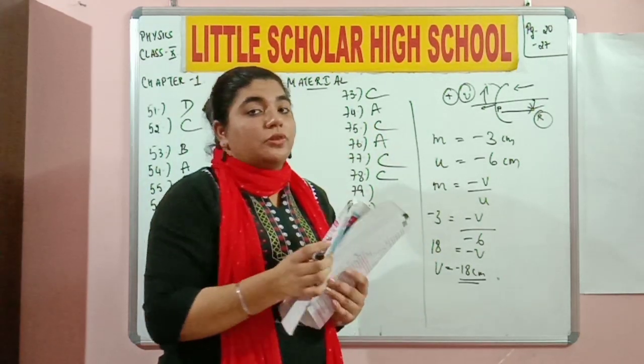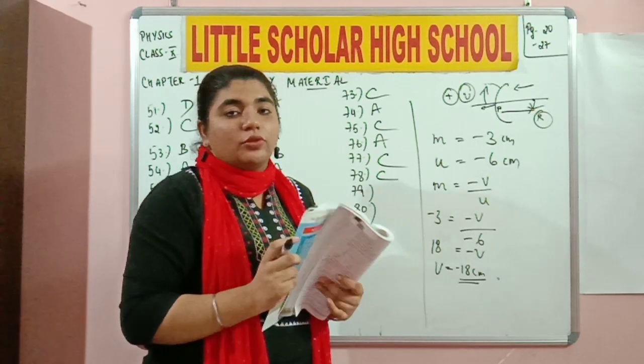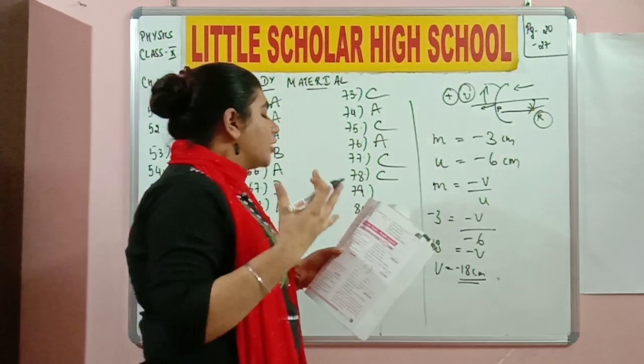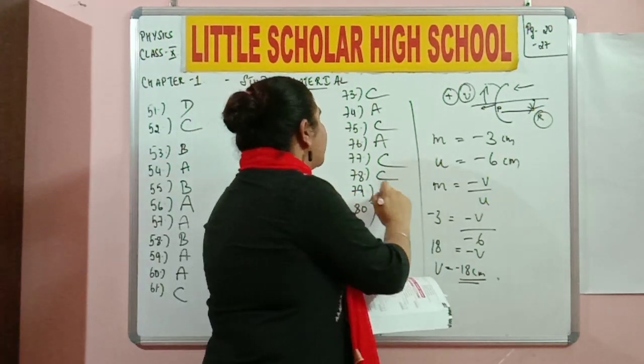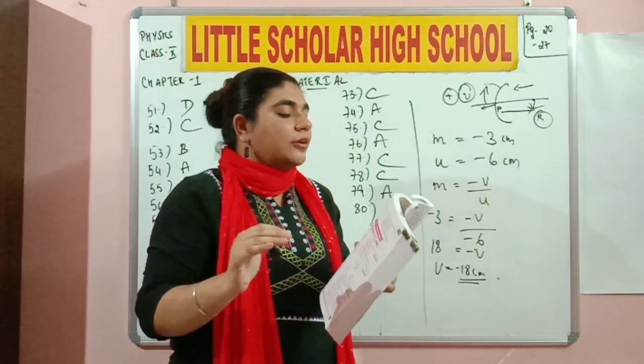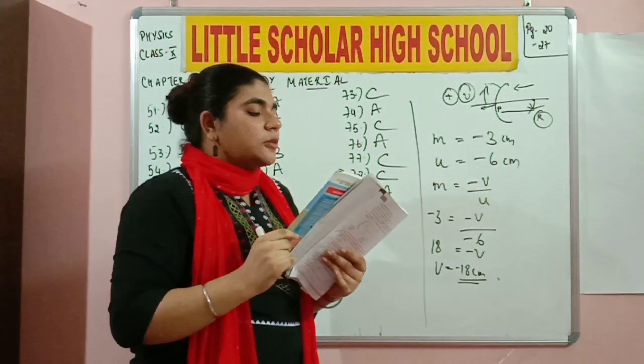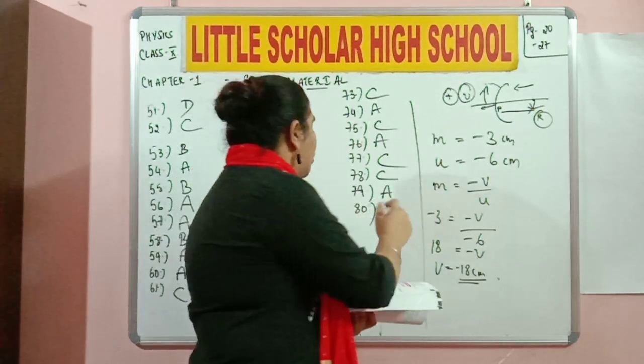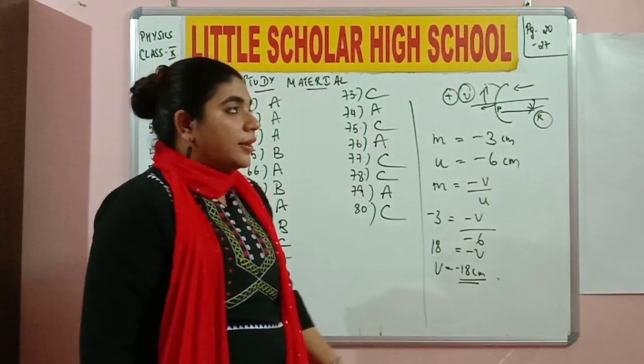Dentists use dash to observe teeth. Are they going to use convex? No. They are going to use concave because it gives you a bigger image. Enlarged image. 79th is A. If you use a convex one, it will give you a much tinier image. 80. Convex mirror is used as dash. The vehicle mirror, rear view mirror. Option C. Okay, there we go.